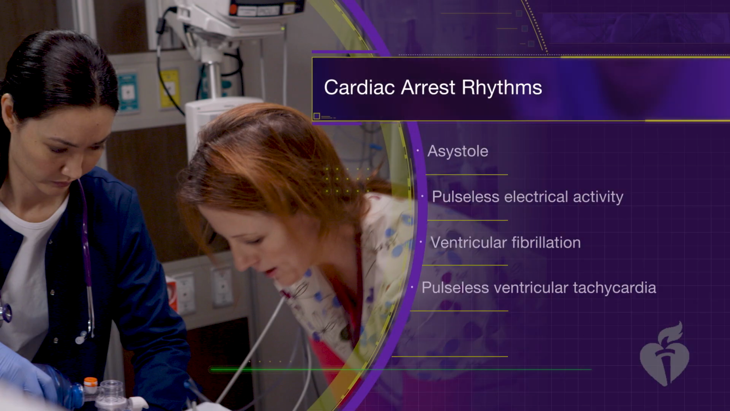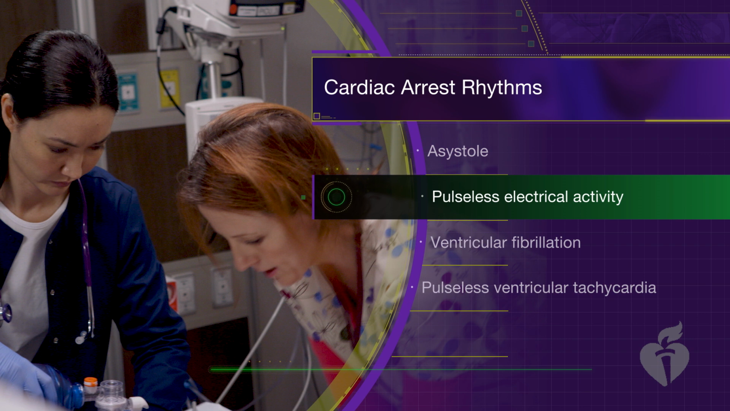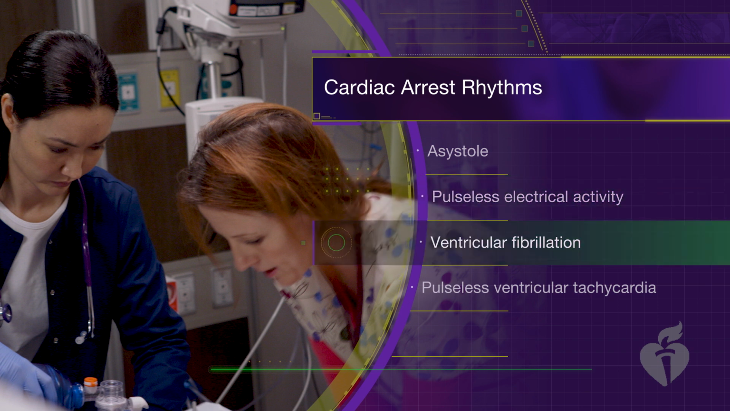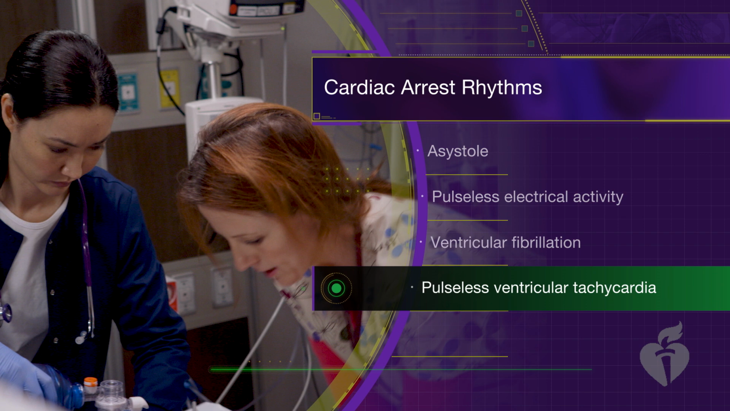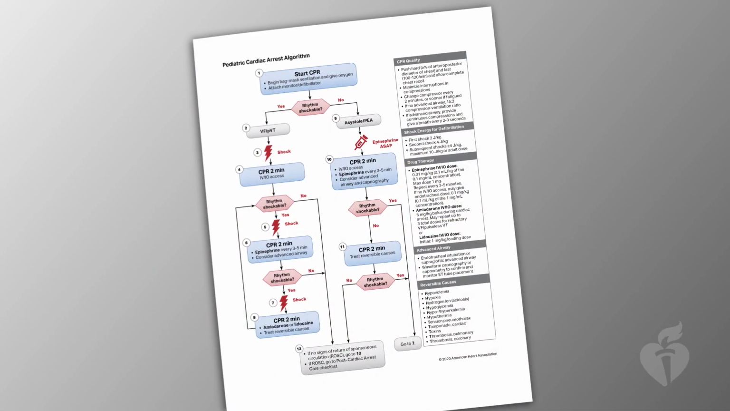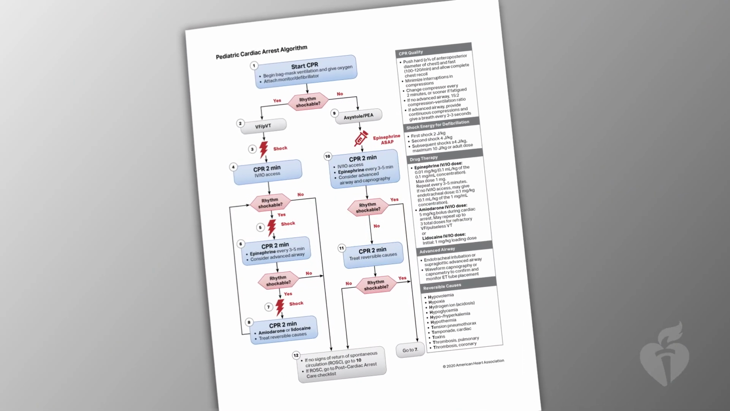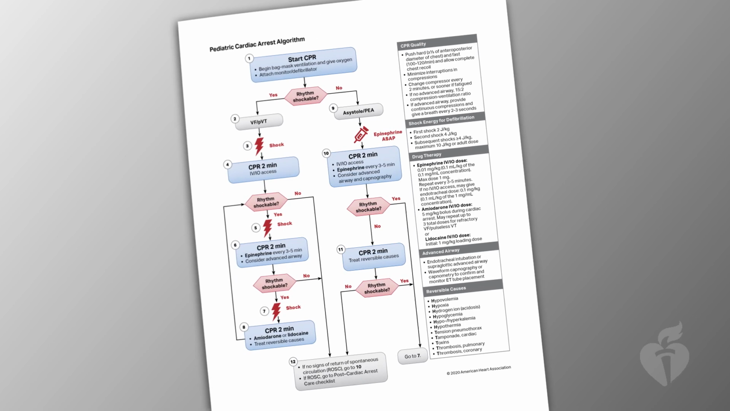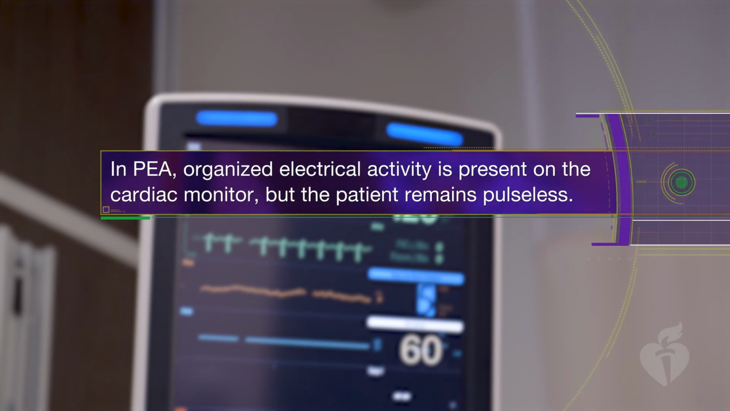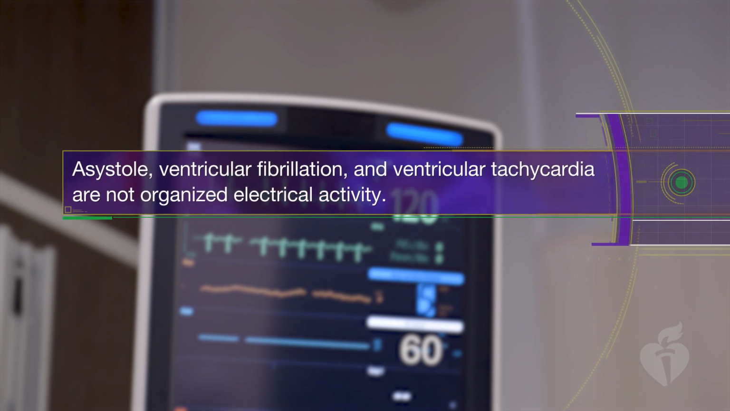Cardiac arrest states include asystole, pulseless electrical activity, ventricular fibrillation, and pulseless ventricular tachycardia, including torsades de pointes. For all these cardiac arrest states, CPR should be performed and emergency medications should be provided in accordance with the pediatric cardiac arrest algorithm. In pulseless electrical activity, PEA, organized electrical activity is present on the cardiac monitor, but the patient remains pulseless. Asystole, ventricular fibrillation, and ventricular tachycardia are not considered organized electrical activity.